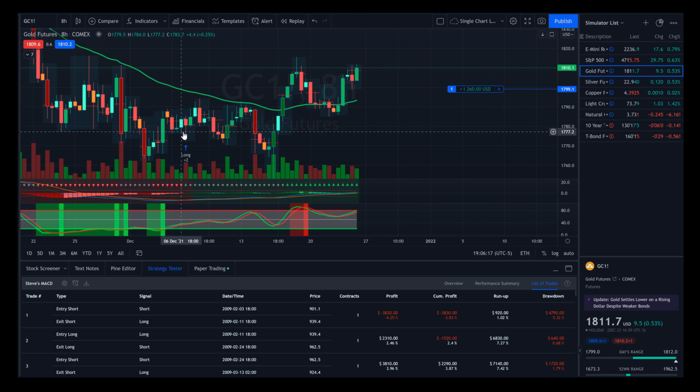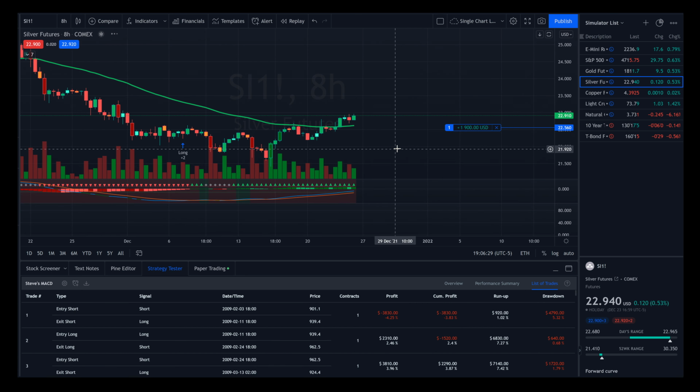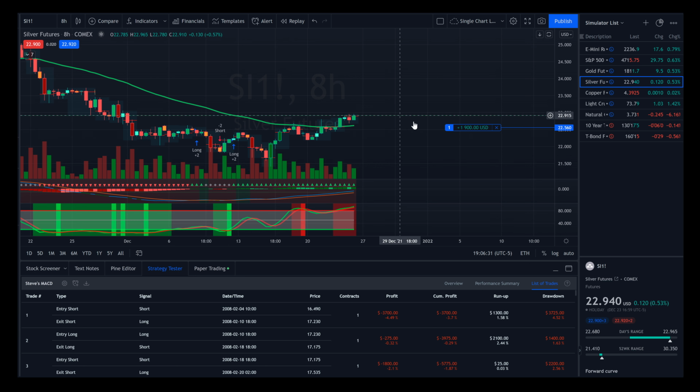I don't think that I had actually started this experiment yet on that day, so it wouldn't have mattered anyway, even if I was using the original script here, which would have had us in and out, not doing too good. Silver, more of the same. We are long, and we are up 1900, so not bad.